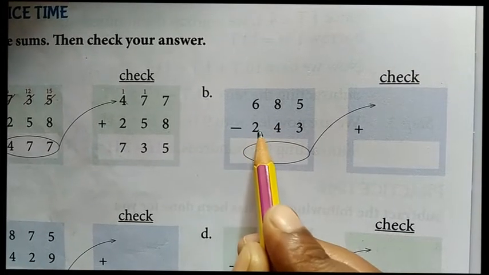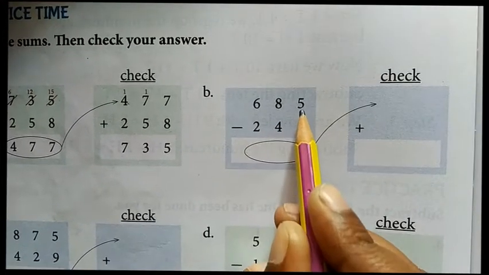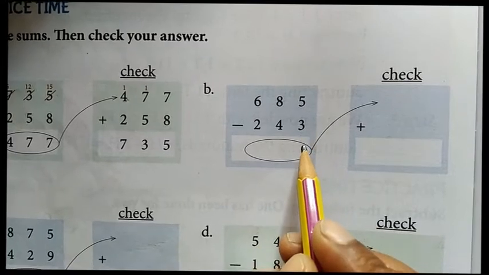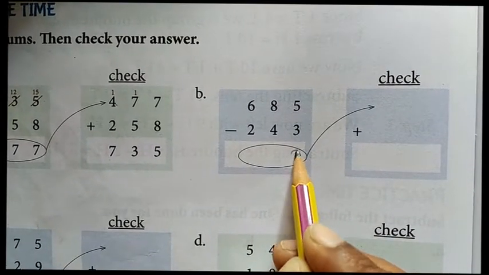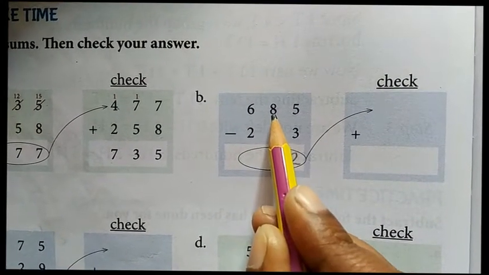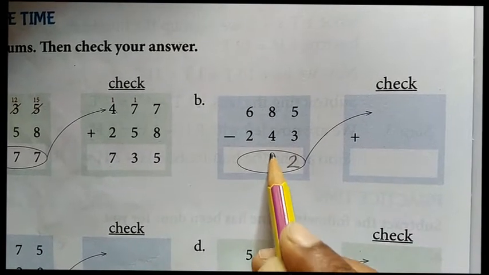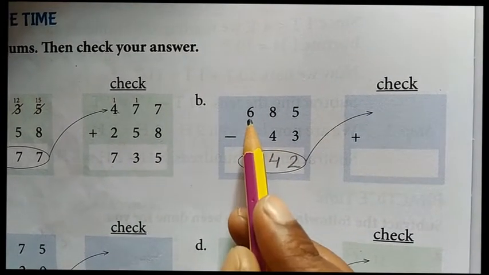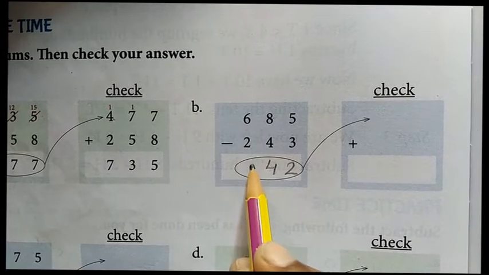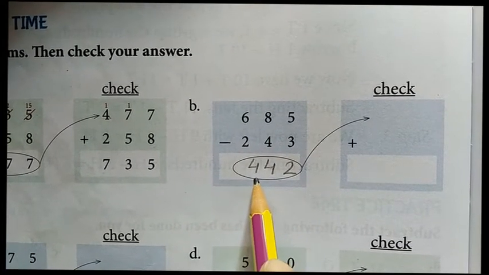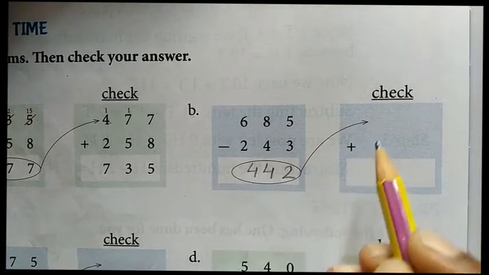685 minus 243. First we have to subtract the ones. That is 5 minus 3, we got 2. Then subtract the tens. 8 minus 4, we got 4. Then subtract the hundreds. 6 minus 2, we have 4. So we got the answer as 442. Then we have to check.